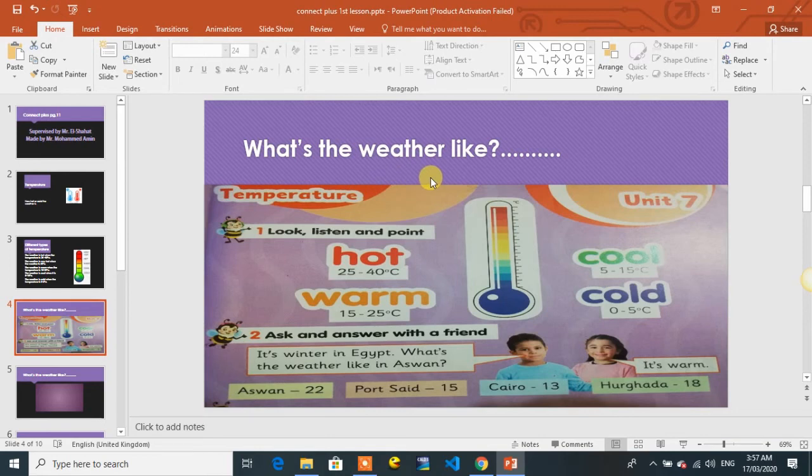How is the weather in these places? We can express the weather with sunny, windy, snowy, foggy, and we can also express it through temperature degree. The two complement each other. It's a complementary lesson to the weather. So here it asks, it's winter in Egypt. What is the weather like in Aswan? Your answer should be: it's warm. That's based on 15 to 25 Celsius being warm; here 22 is between 15 and 25, so it's very warm or it's warm. In other places it's also warm, only in Cairo it's cool.